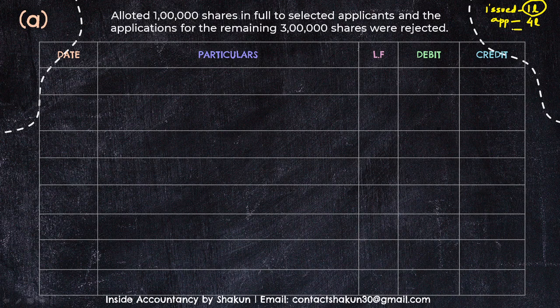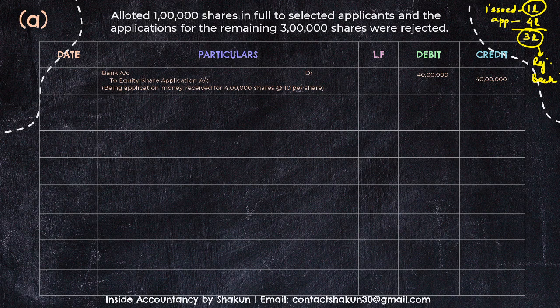What does this mean? The excess shares were 3 lakh. All these 3 lakh shares were rejected. That means their money was returned through bank. So now what will be the entries here? Our first entry would be bank to share application, the entry for receiving. The entry for receiving will be with the number of shares applied, which is 4 lakh. So 4 lakh into the rate of application. Now the rate of application was 10, so the amount is 40 lakh. That means on application we have received oversubscription and we have received a total of 40 lakh.